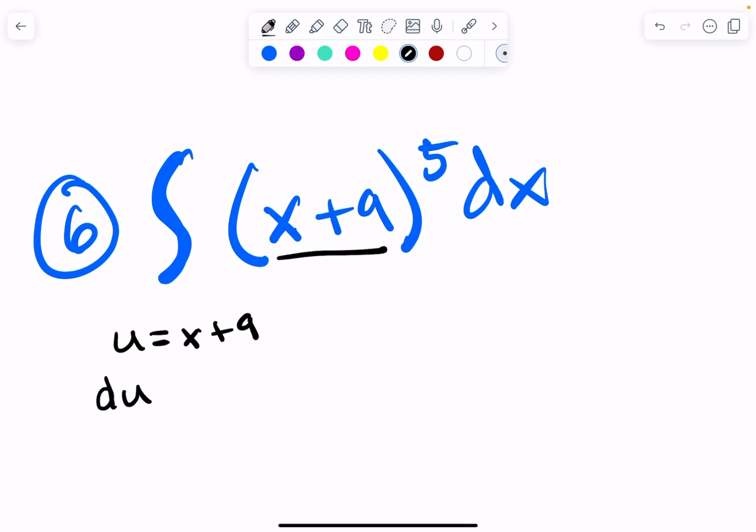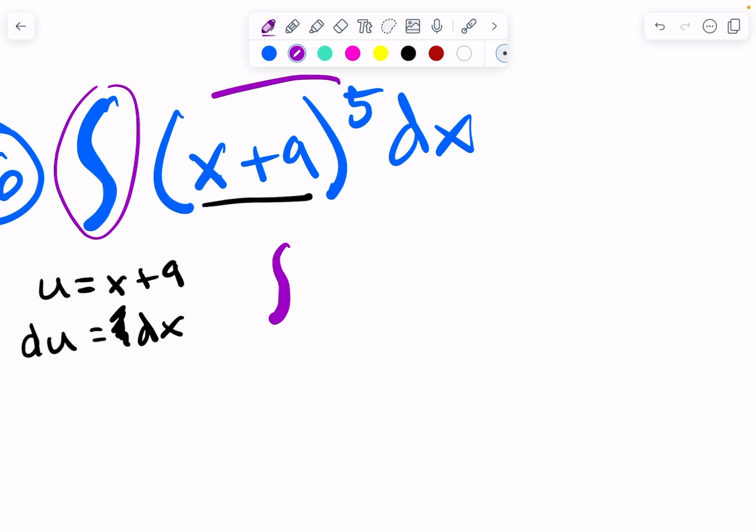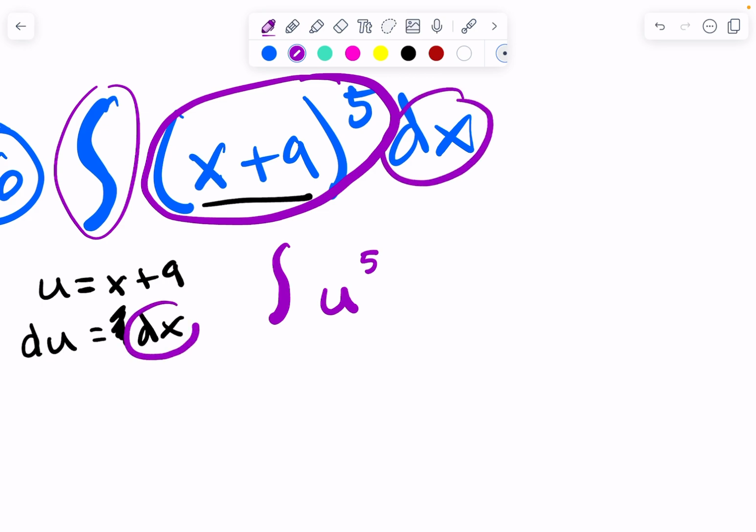And then du, the derivative of x is just 1. The derivative of 9 goes away, so 1 dx, or just dx in this case. So in this case, I don't have anything to divide over. I'm just done, and I'm going to start to substitute. Okay, so my integral symbol goes down. This is now going to be replaced with u to the 5th power. And then dx becomes du. That's what it's equal to.